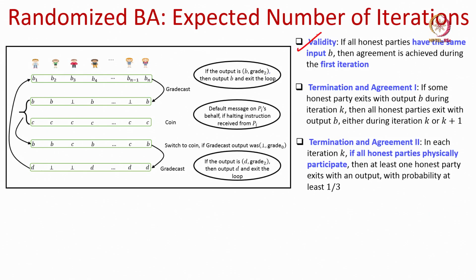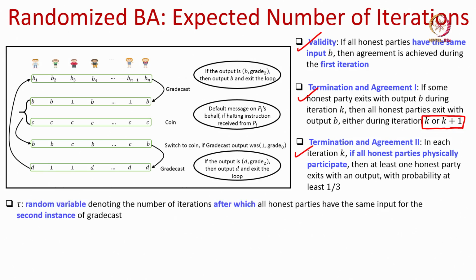So, we have proved the validity property and now we have proved the termination and agreement. Again to stress, there could be a difference of one iteration between the iteration numbers when the honest parties terminate, but they terminate with the same output. Now, we want to calculate the expected number of iterations after which all the honest parties will terminate, and for that we will focus on this termination and agreement 2 property.